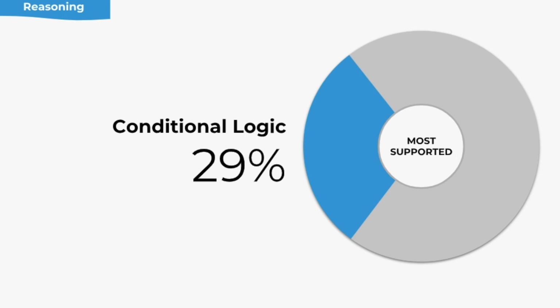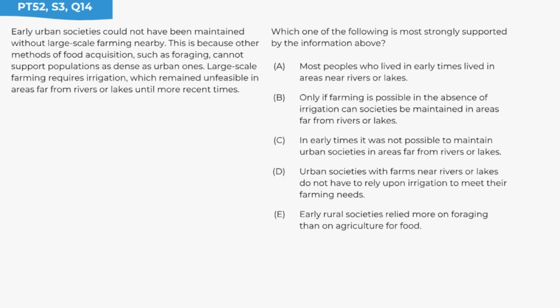Now, conditional logic is only present in about 29% of most supported questions. It's a major player on must be true questions, but less so on most supported questions. But there will still be many questions, a little less than 30% of most supported questions, that contain conditional relationships where notation will be super helpful to help you figure out what can be inferred from the original ideas. So another example, go ahead and try this one on your own. When you're ready to discuss, go ahead and hit play again and we'll work through it together.